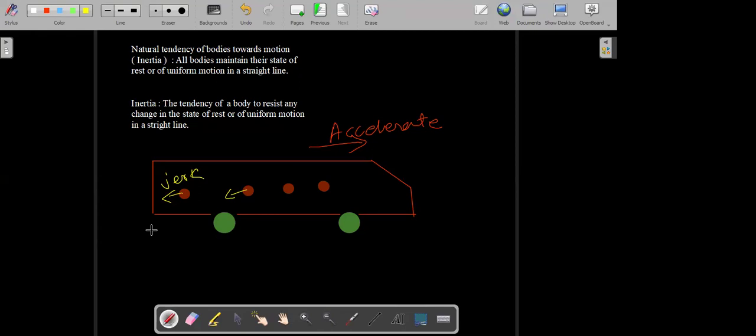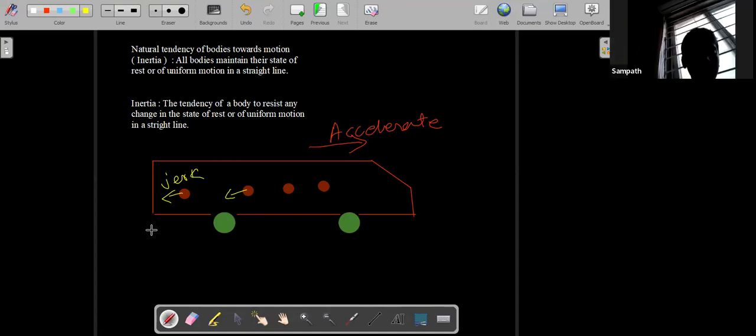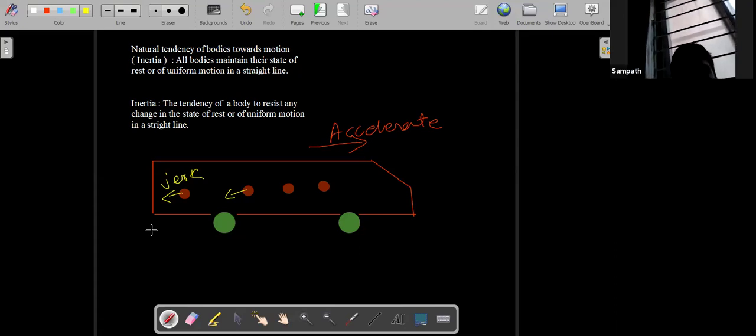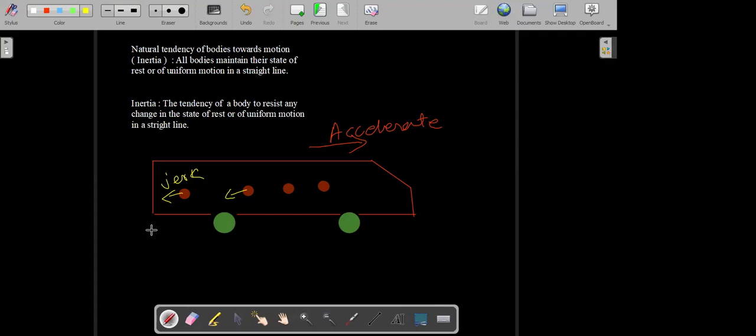So understood this? Why do the passengers feel a backward jerk? Sir, even when the bus stops suddenly, we fall forward, sir. That's also the same phenomenon. Yeah, of course. If all of a sudden the brakes of the bus are applied, so what will happen? The passengers will fall in the forward direction.